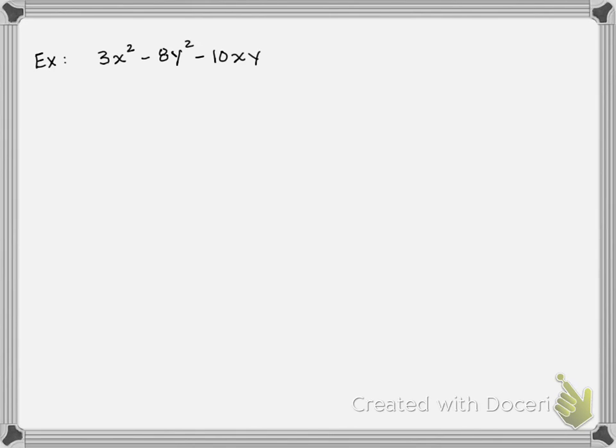So I'm going to choose x. This term has 2 factors of x. This term has 0 factors of x. And this term has 1 factor of x. And so to write this in descending order, I'm going to rewrite it as 3x squared minus 10xy minus 8y squared. Because the way this factors is exactly the same as 3x squared minus 10x minus 8. We're just going to end up with an extra factor of y.